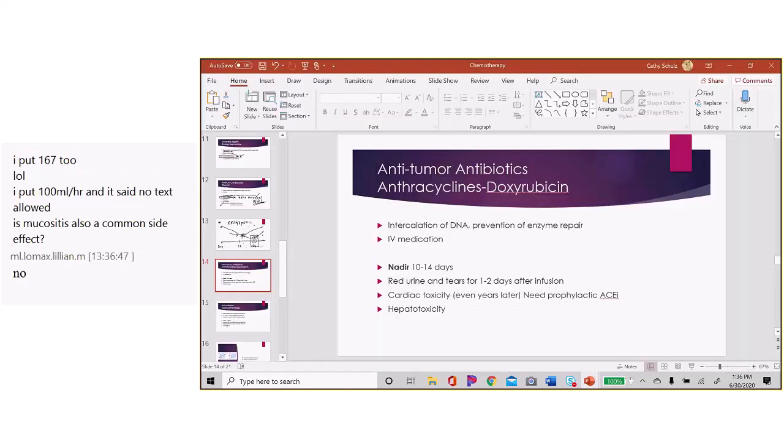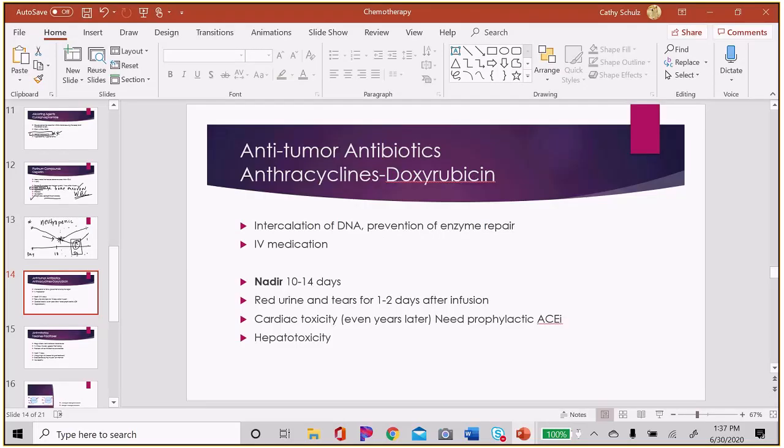Okay, so our next class of types of chemotherapy agents are what are called anti-tumor antibiotics. There's a whole class called anthracyclines that can be used in order to damage and prevent repair of cells. Our prototype is doxorubicin. This is another IV medication.